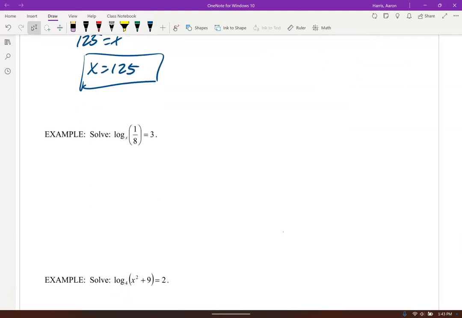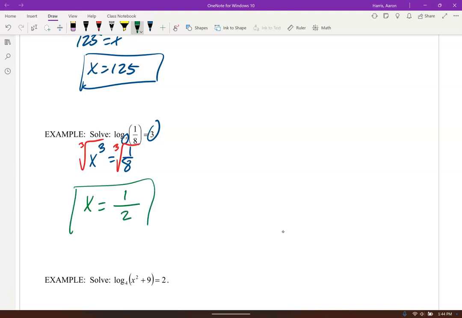Let's do this next one similarly. So x to the third equals 1/8. Right? x to the third is 1/8. So now we'll just solve for x. Let's go ahead and take the third root on both sides. So we have x, the third root of x cubed is x. Third root of 1 is 1. Third root of 8 is 2. So we got x equaling 1/2 on that.